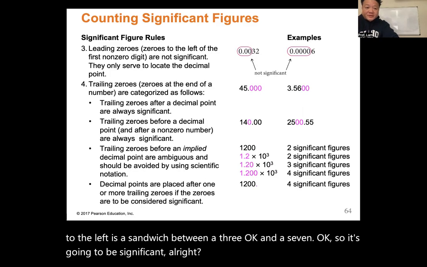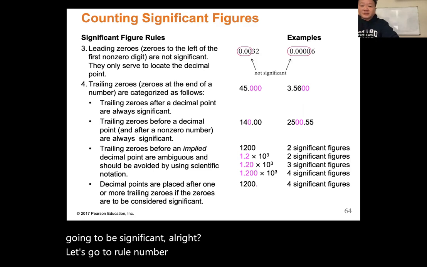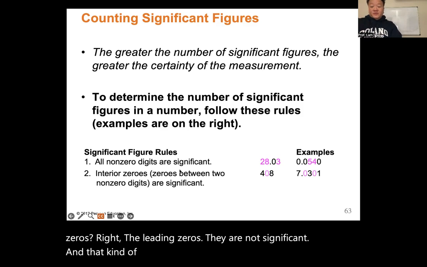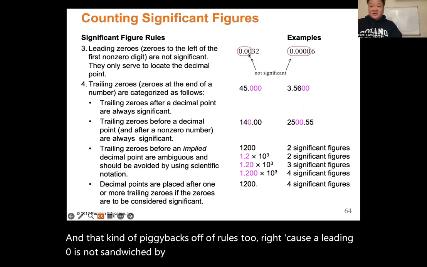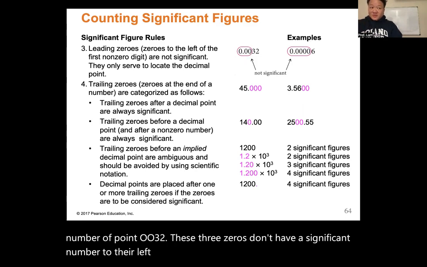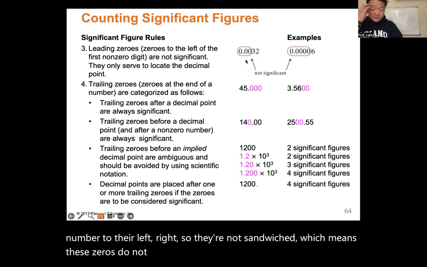Let's go to rule number 3. Now, the leading zeros. We just did interior zeros, right? The leading zeros are not significant, okay? And that kind of piggybacks off of rule 2, because a leading zero is not sandwiched by two significant digits. Like these zeros in the number 0.0032, these three zeros don't have a significant number to their left. So they're not sandwiched, which means these zeros do not count. So leading zeros don't count.